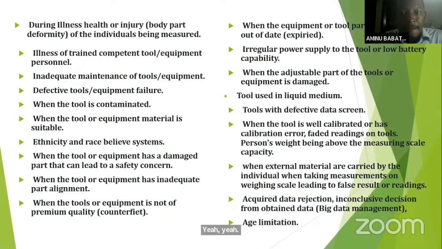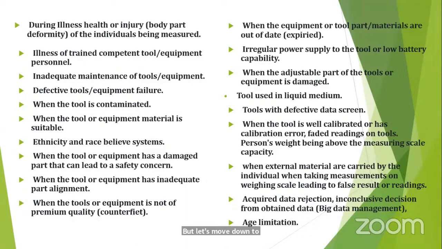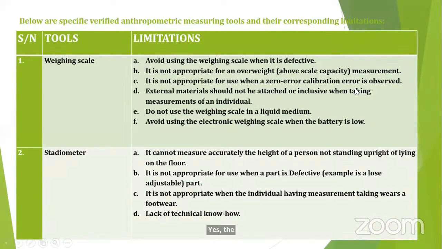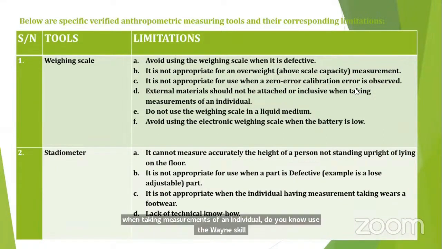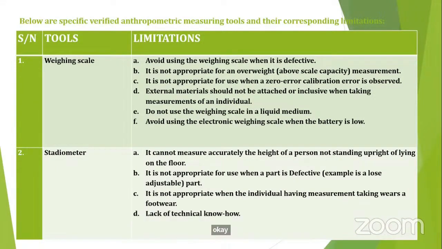Let's move down to the specific ones that we're looking at. Yes, the weighing scale. The limitations we have are: avoid using the weighing scale when it is defective. It is not appropriate for use when zero error or calibration error is observed. External materials should not be attached or included when taking measurements of an individual. Avoid using the electronic weighing scale when the battery is low.